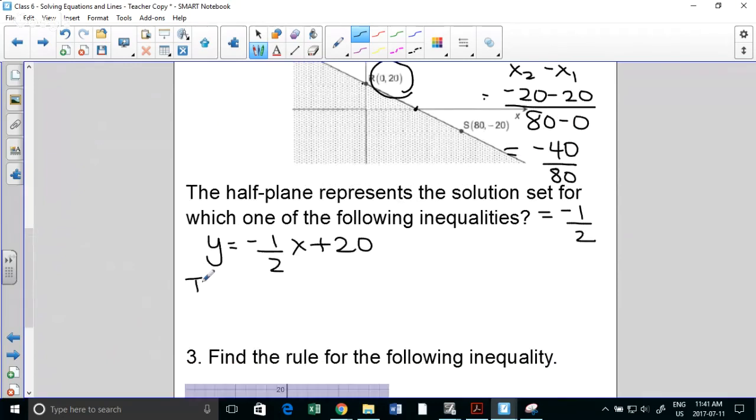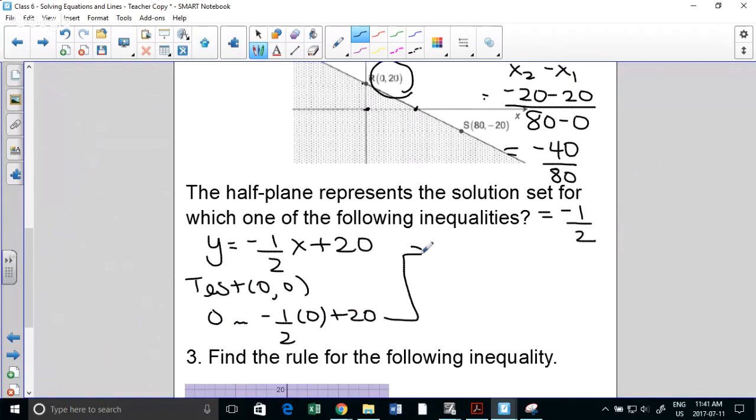Test 0, 0, because 0, 0 is true. 0 blank negative 1/2 times 0 plus 20. 0 blank, this goes away, 20. I want it to be in this direction, and I want it to be greater than or equal to. So my rule is y is less than or equal to negative 1/2 x plus 20.